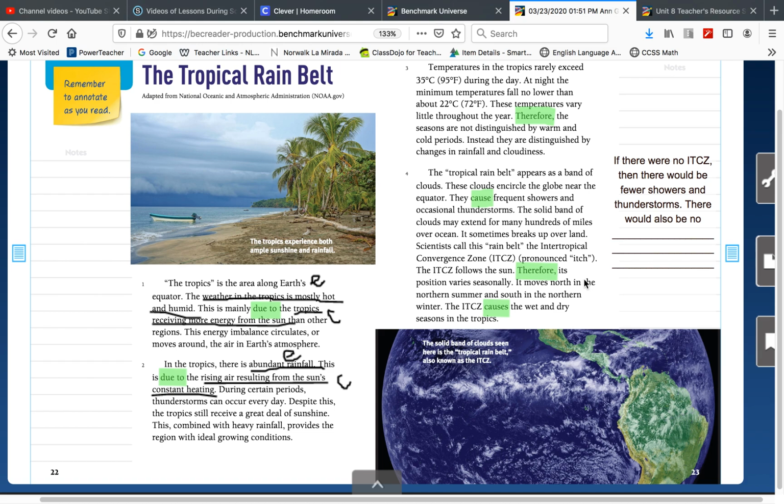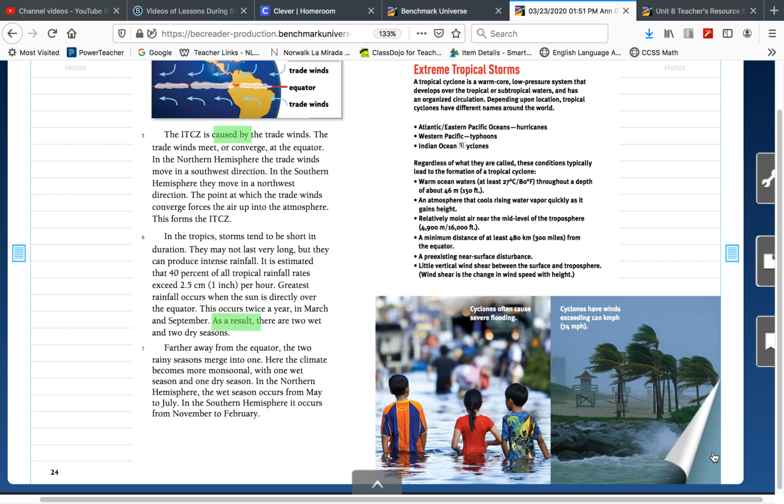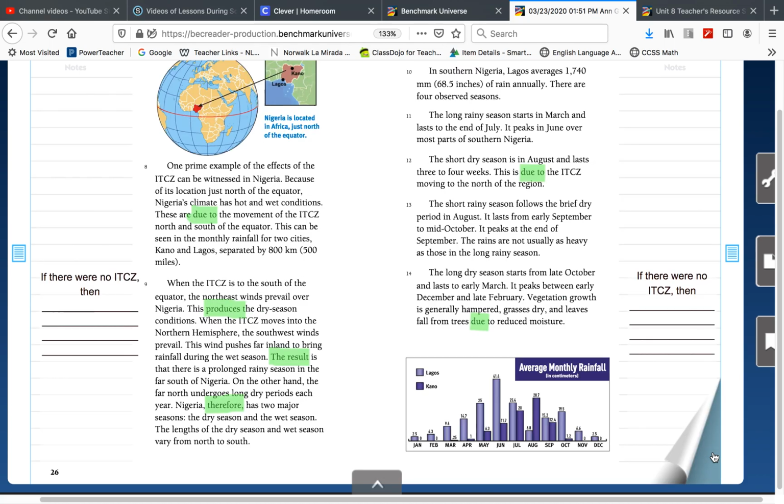You will look here at the end of paragraph 4 and find the other thing that would be different. So the ITCZ, what? It causes what? So what would be different if there were no ITCZ? You find the other clue at the end of paragraph 4. Then turn the page. You'll be annotating in the margins with your pencil.